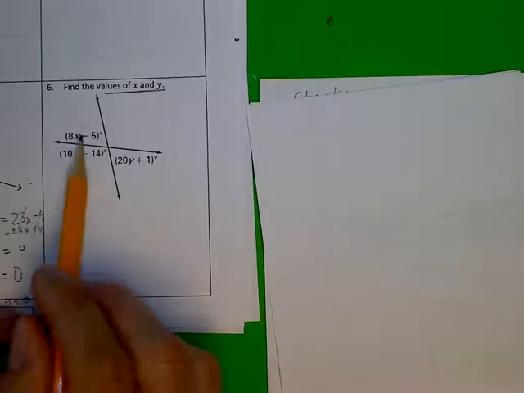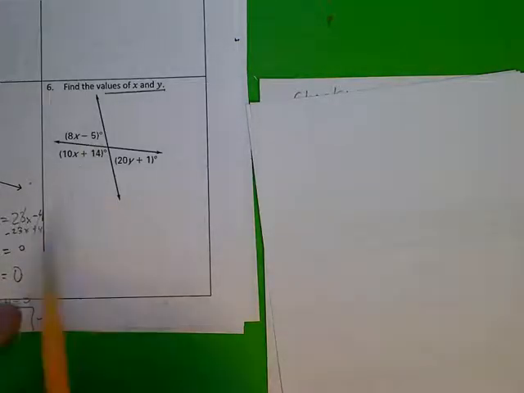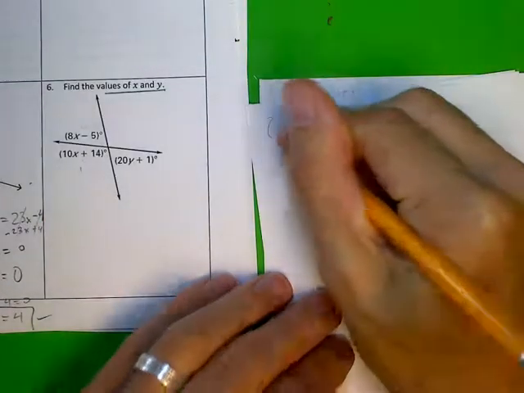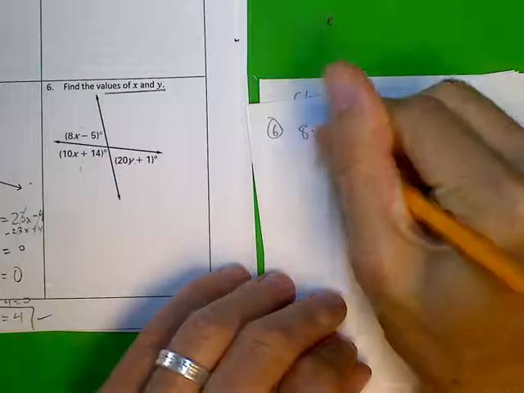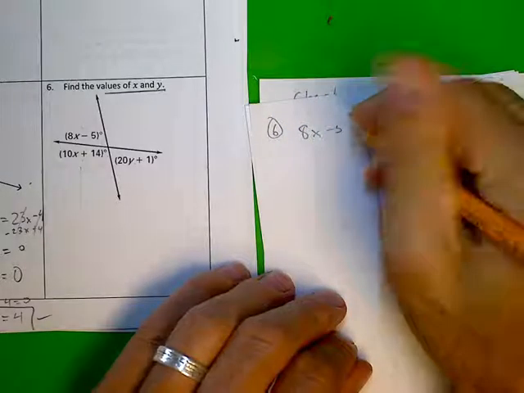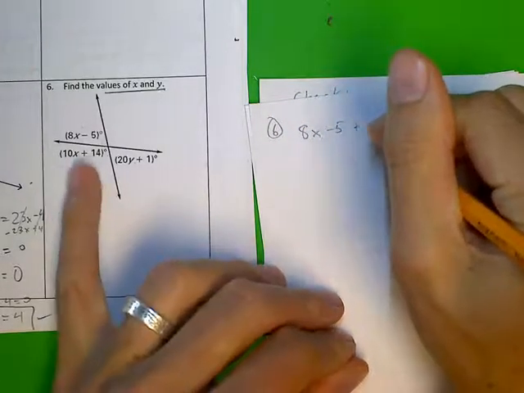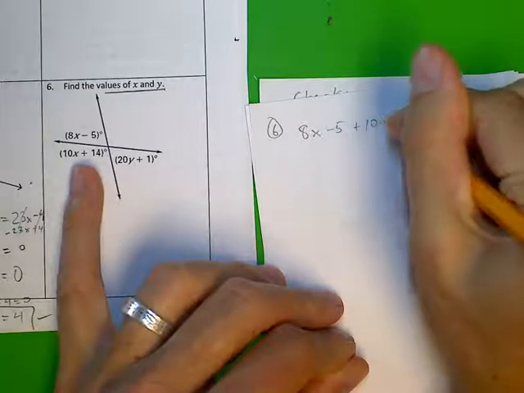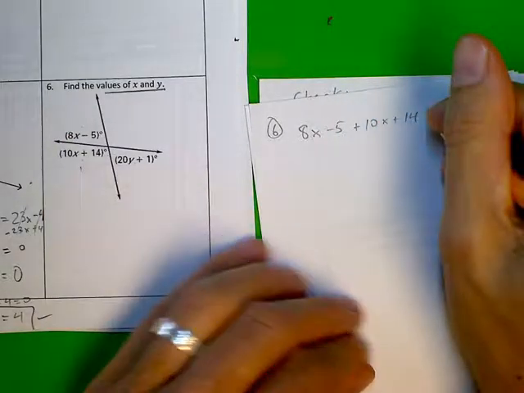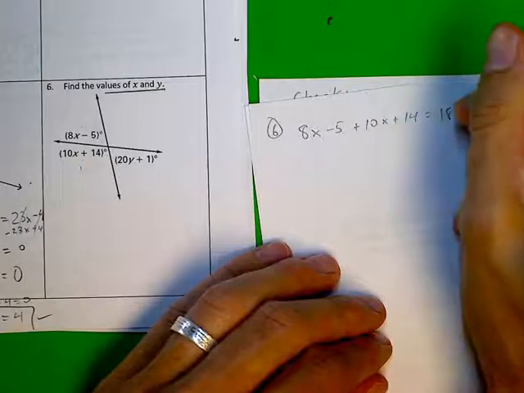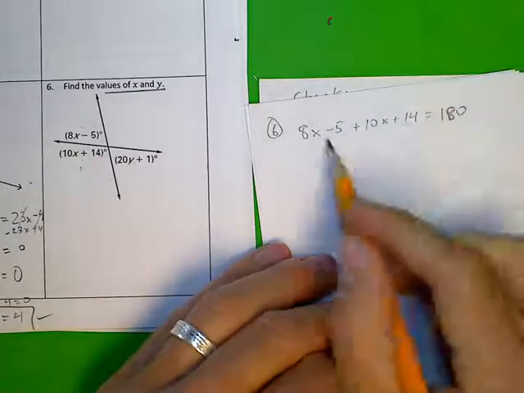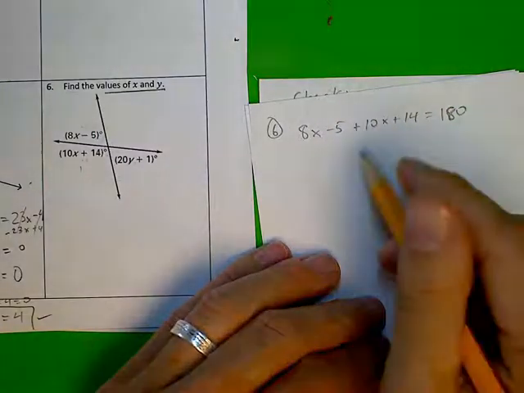Is there a relationship between these two angles? Sure, they're a linear pair. And by the linear pair postulate, these two angles must be supplementary. Or in other words, they add up to 180. So 8x minus 5 plus 10x plus 14, those two angles added together equals 180 degrees. So the angle measurements add up to 180.